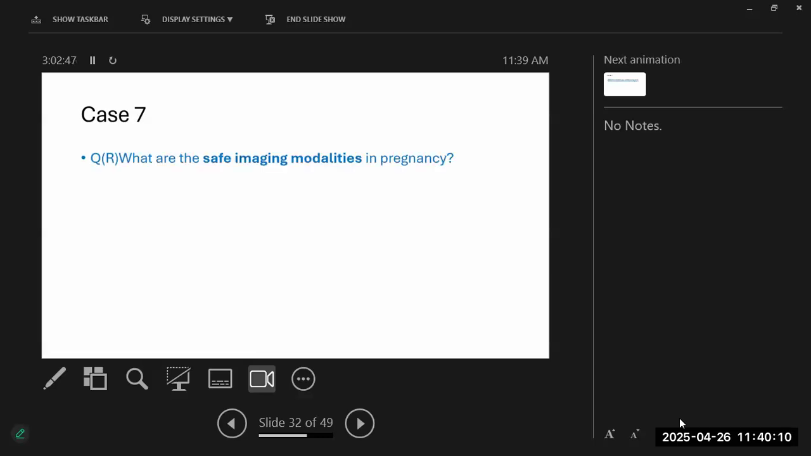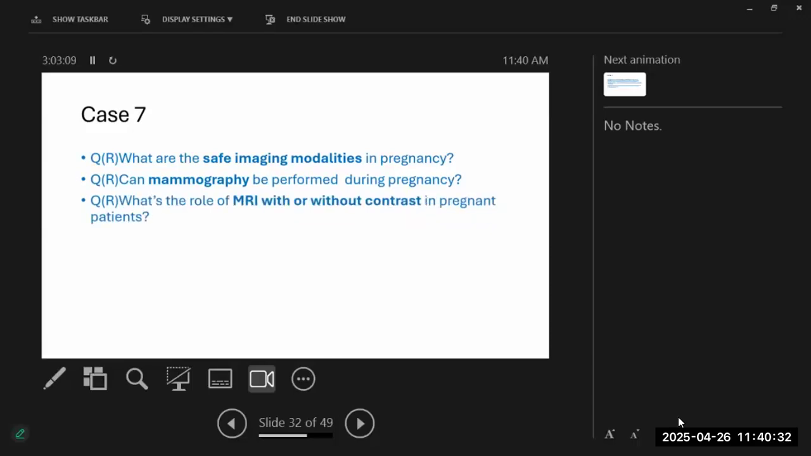So, Dr. Udari, what are the safe imaging modalities in pregnancy? We start with ultrasound, and then mammography. Mammography is not contraindicated in pregnancy. It can be done in any trimester, with shielding. So ultrasound is the first line, and mammography with shielding in suspicious cases.